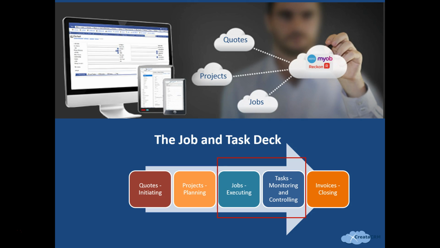Now, previously in one of our videos about project management, we covered the 5 steps or the processes of project management, which is initializing, planning, executing, monitoring and controlling, and invoicing and closing. Now, this video will be probably just focusing on the executing and monitoring and controlling.